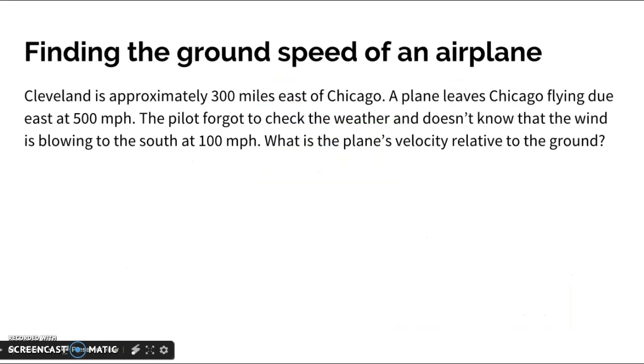We also have situations in which we're going to be dealing with vectors. So we can also add vectors in the same sense. Let's say we're trying to find the ground speed of an airplane. Cleveland is about 300 miles east of Chicago. A plane leaves Chicago flying due east at 500 miles per hour. The pilot forgot to check the weather and doesn't know that the wind is blowing to the south at 100 miles per hour. We want to find the plane's velocity relative to the ground.